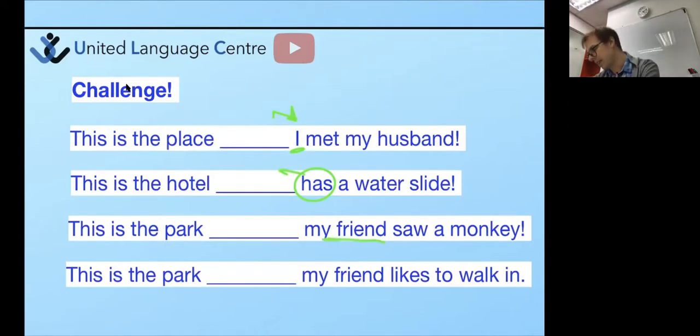And then these two, I got my friend and my friend. Okay, so those are our subjects. So those are both safe. Maybe where is okay. So let's go through, see how we do.